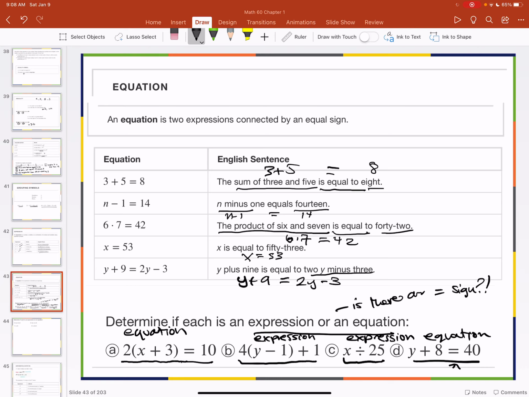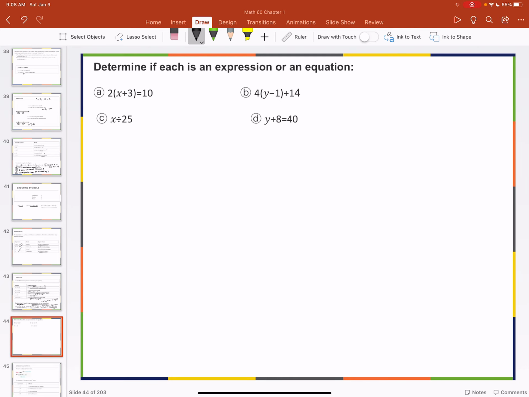Okie dokie, let's do some examples. Determine if each is an expression or equation. So take 10 seconds and see if you can either say it with me or write this down. It's up to you, whatever. If you need to write something down, go ahead and push pause on the video and then you can write it down. And then we can talk about the answers. Or if you just like to go through it with me, go through it with me.